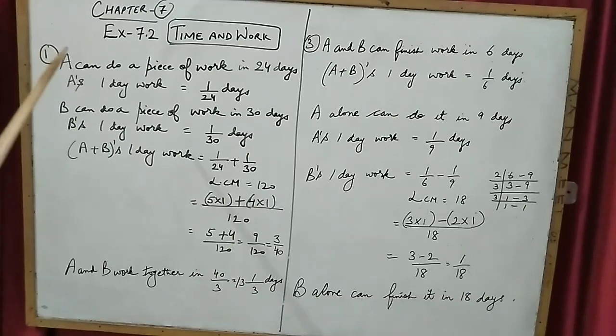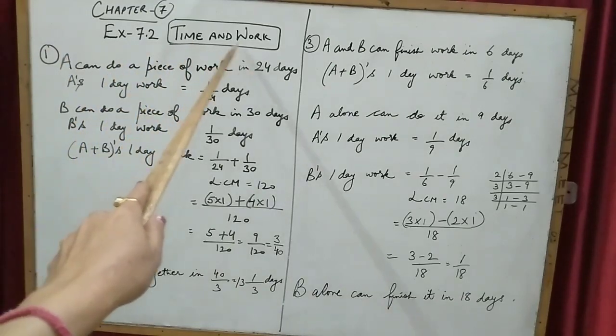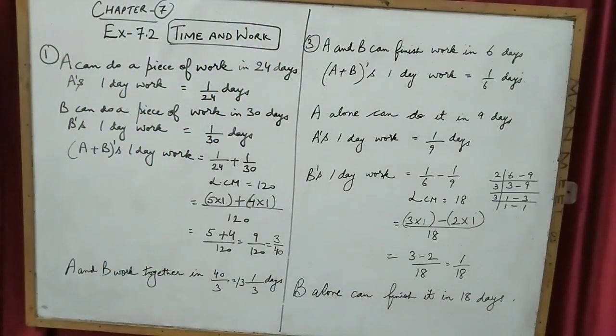Today we will do exercise 7.2, time and work. The concept of this exercise is that we learn to calculate and find the time required to complete a piece of work, and also find the work done in a given period of time. We know the amount of work done by one person varies from another person. So here we will find out how one person's work varies from another person's.